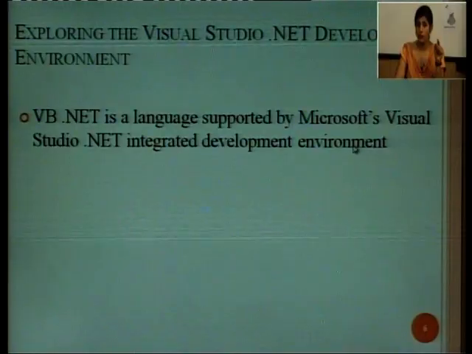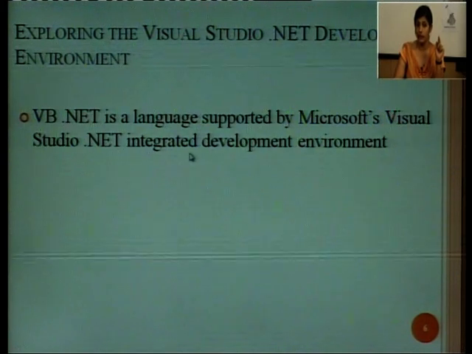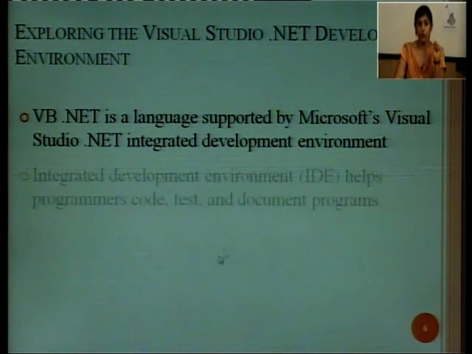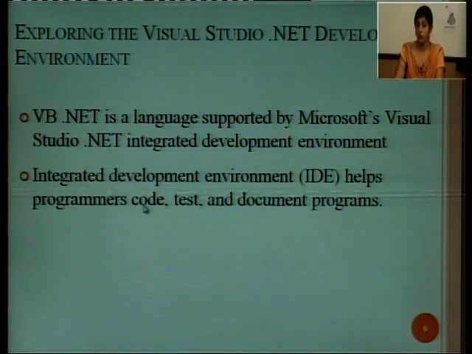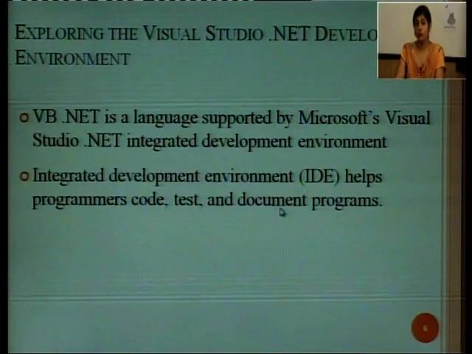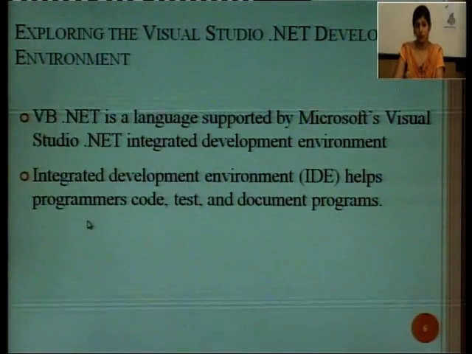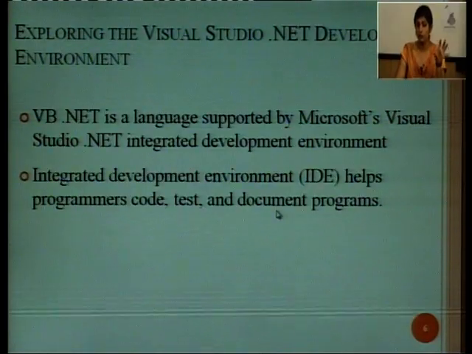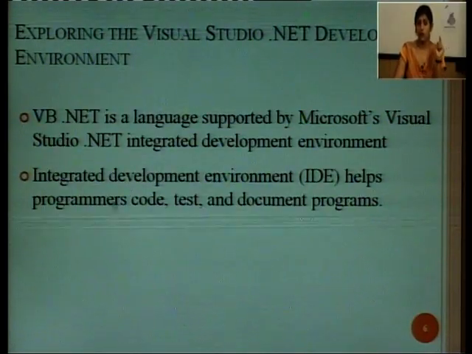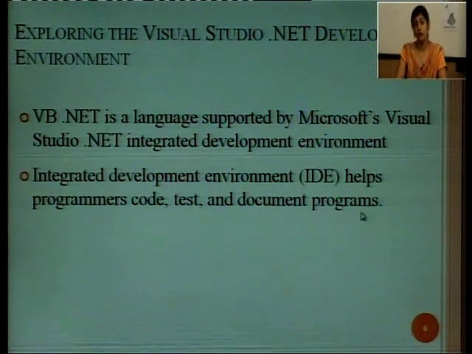I repeat, it is the environment in which you can develop integrated projects. So it is called Visual Studio.NET Integrated Development Environment. Now, the integrated development environment helps us to do what? Programmers' coding, testing, and its documentation also. It means you can code your program. It is not only the designing phase. In the form, you can design, you can code, you can test your program, and you can provide the documentation of that program also. I repeat, the integrated development environment helps programmers to code, test, document and design also.